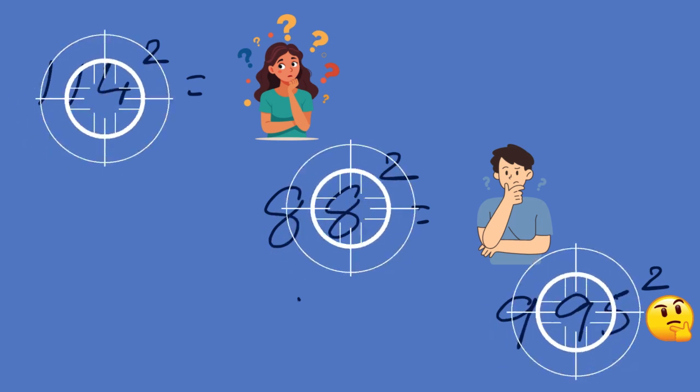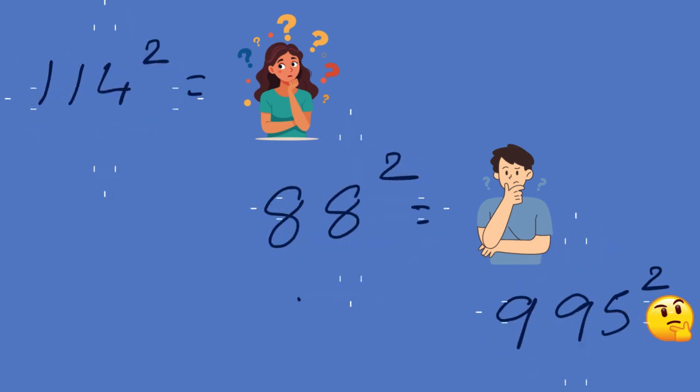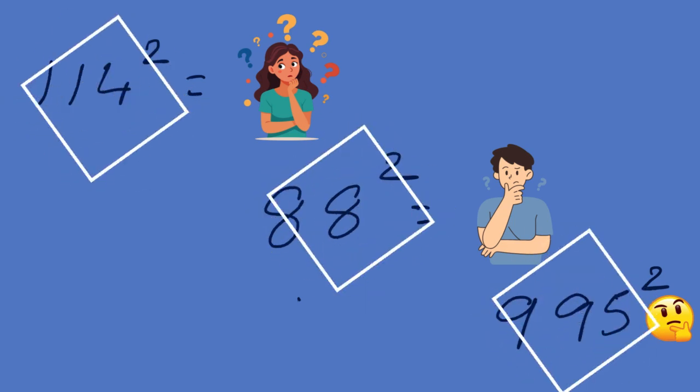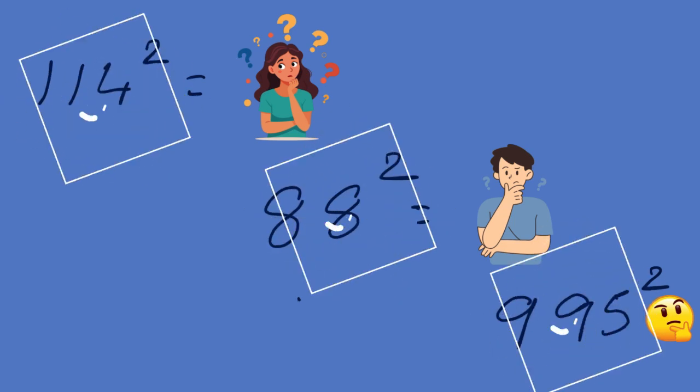You could use the algebraic formula, like (a + b)², which we all learned in school. But today, we're going to focus on a different technique, one that's perfect for mental math and can save you a ton of time. It's called the base method. So, without any further ado, let's get right into it.